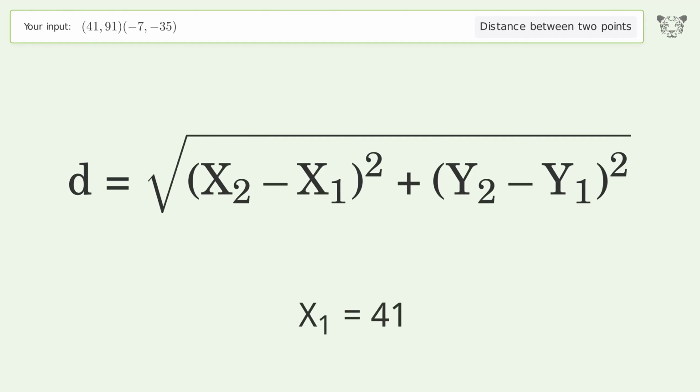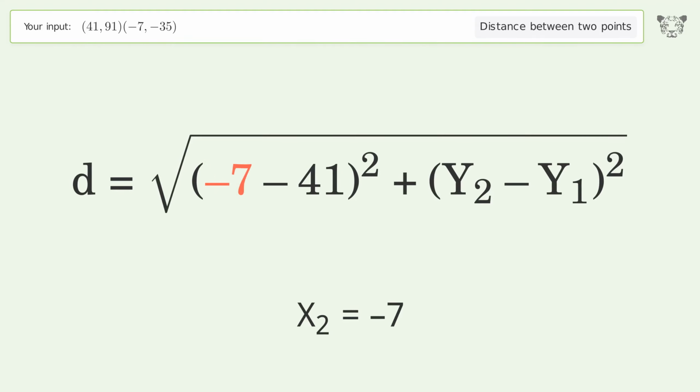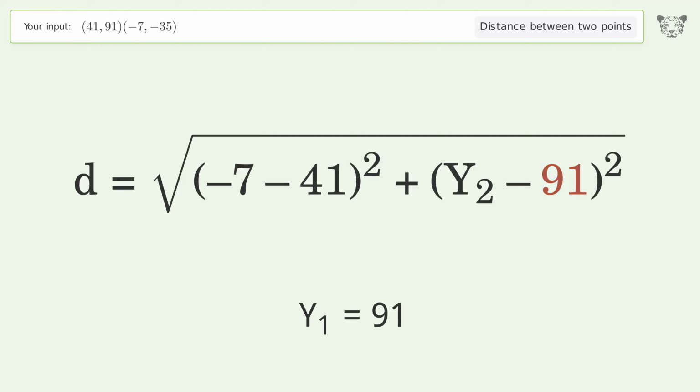x1 equals 41. x2 equals -7. y1 equals 91. y2 equals -35.